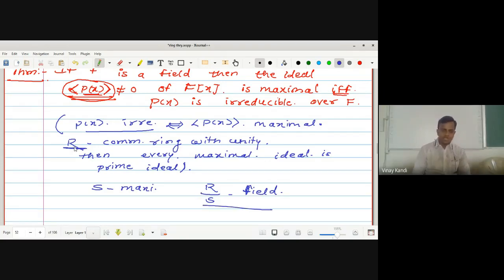If R is a commutative ring with unity and S is a maximal ideal, then R by S is a field. If R by S is a field, then it is an integral domain. If R by S is an integral domain, it implies and is implied by S being a prime ideal.